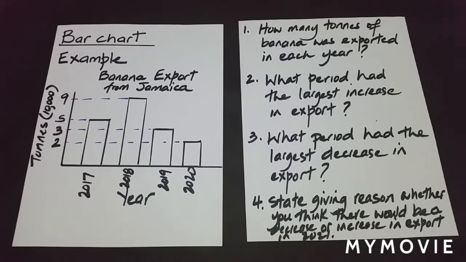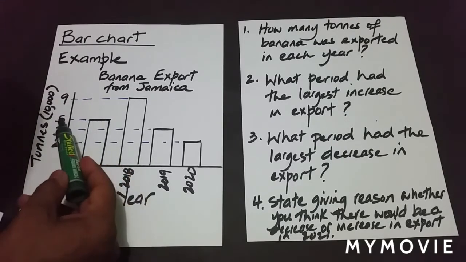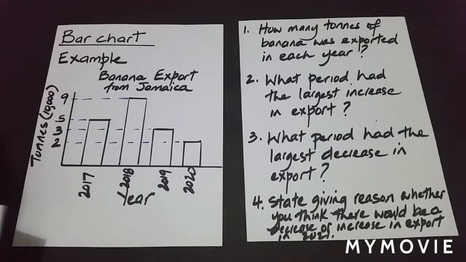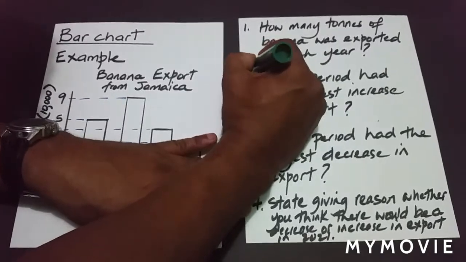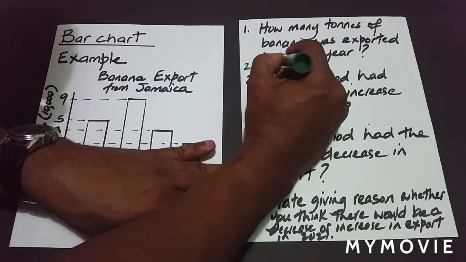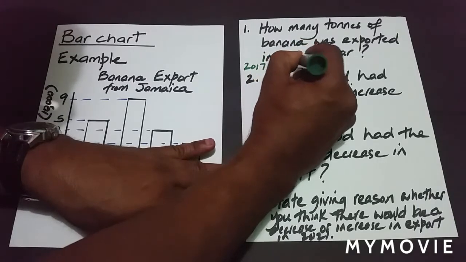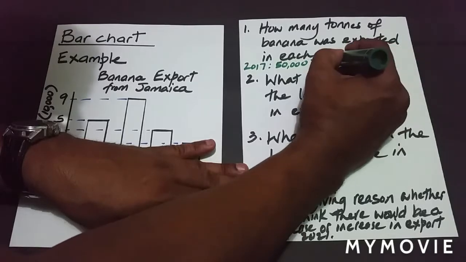Now, if you notice, in 2017, 5 times 10,000, that would be 50,000 tons exported in 2017. So I'm just going to indicate that here. So in 2017, we had 50,000 tons being exported. All right, I'm just going to put T for tons there.